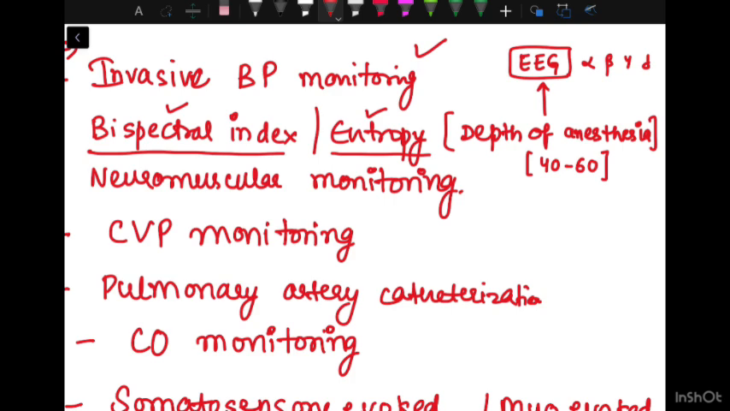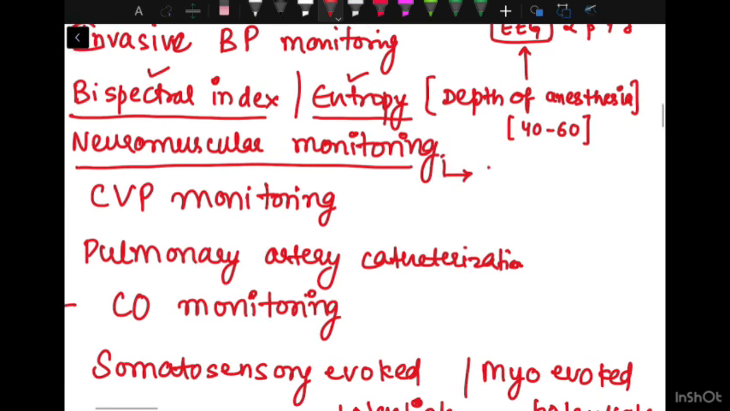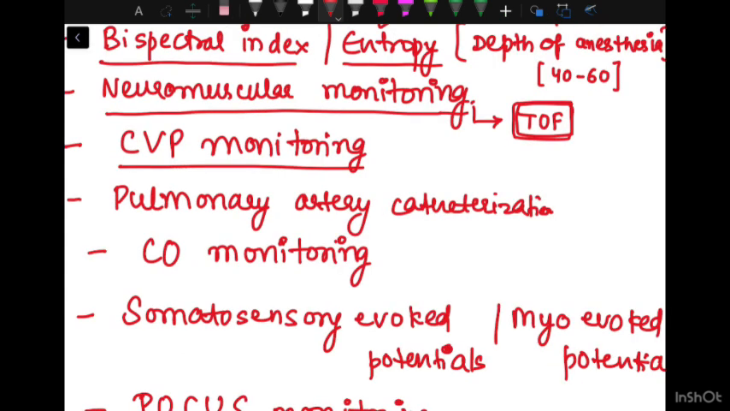And you should remember a value of 40 to 60 is the value for BIS for general anesthesia. Then we come on to the neuromuscular monitoring. This again consists of a lot of other variables, most commonly being the train of 4. Then we come on to the CVP monitoring.